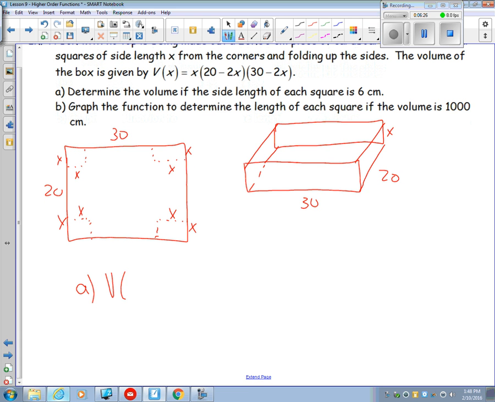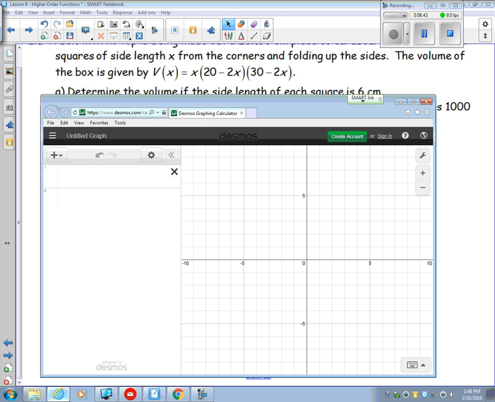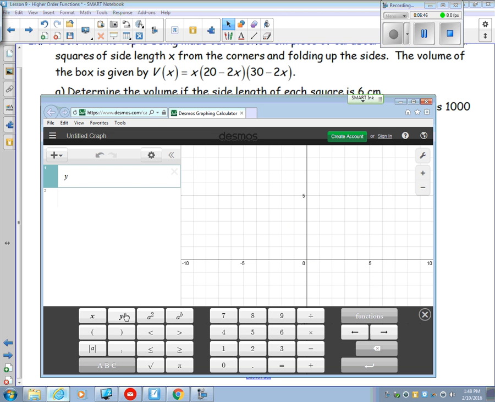Well, if X is 6, I can use my equation if I wanted to. I could say 6 times (20 minus 2 times 6) times (30 minus 2 times 6). That would totally work. Or we can use some technology. That would work too. Make a new equation this time: y equals x(20 minus 2x)(30 minus 2x). And I can't really see anything, so maybe I'll zoom out a little bit.